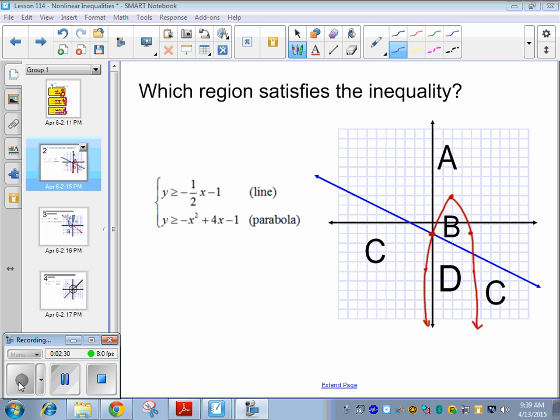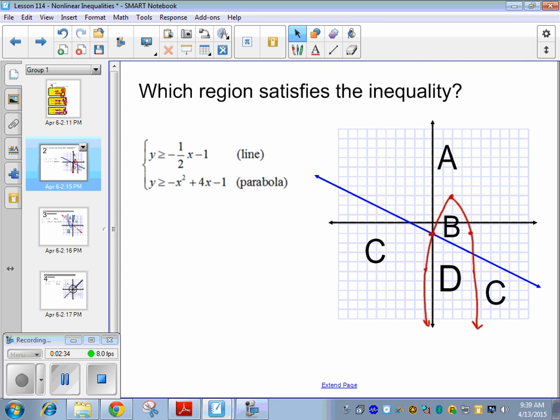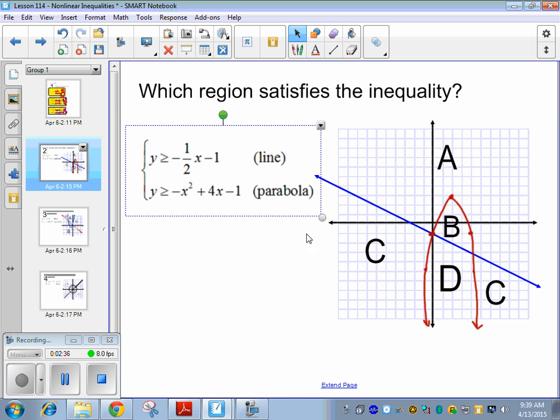So go ahead and write that down. We've got y is greater than or equal to negative 1/2 x minus 1. That's a line, y equals mx plus b. And then we've got y is greater than or equal to negative x squared plus 4x minus 1. That's a parabola because you have the x squared part. And then draw a little sketch of this.